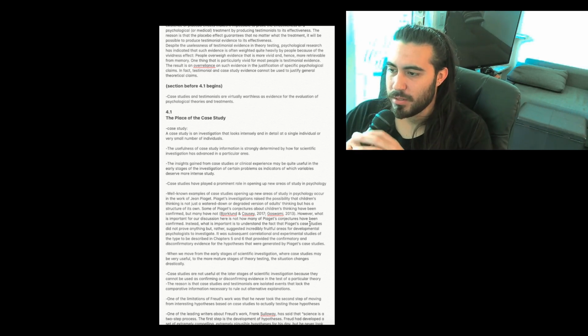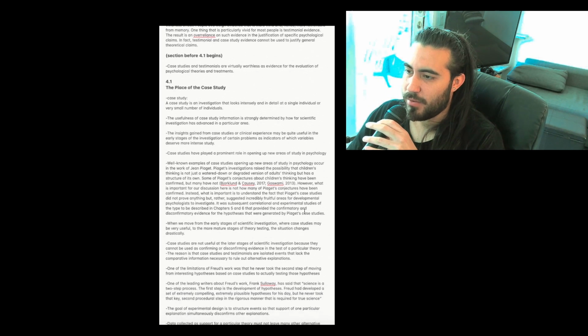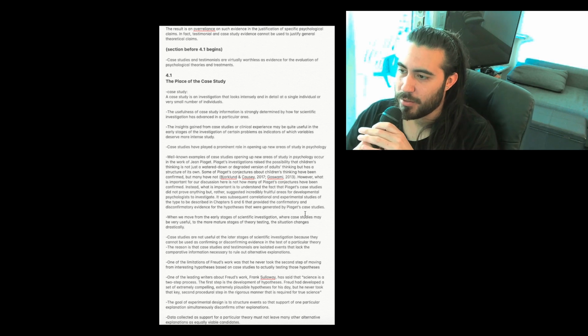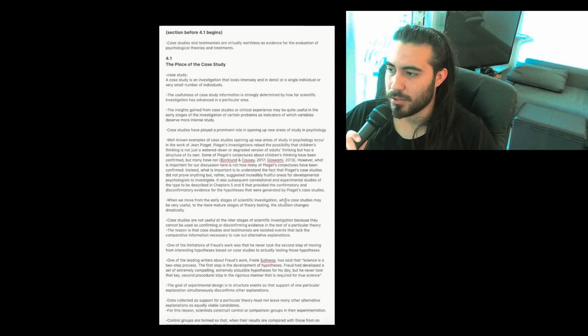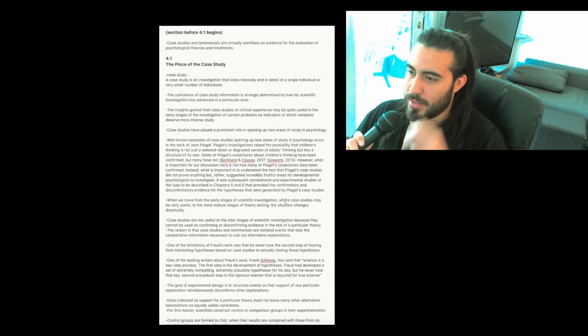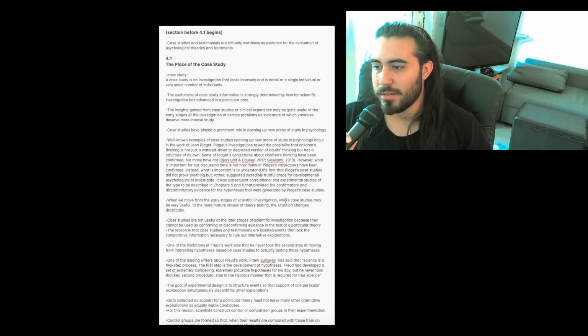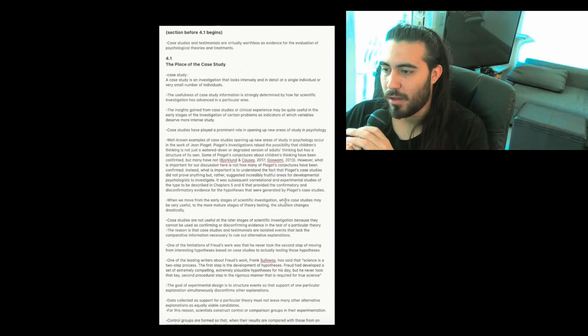The usefulness of case study information is strongly determined by how far scientific investigation has advanced in a particular area. The insights gained from case studies or clinical experience may be quite useful in the early stages of the investigation of certain problems as indicators of which variables deserve more intense study. Case studies have played a prominent role in opening up new areas of study in psychology.